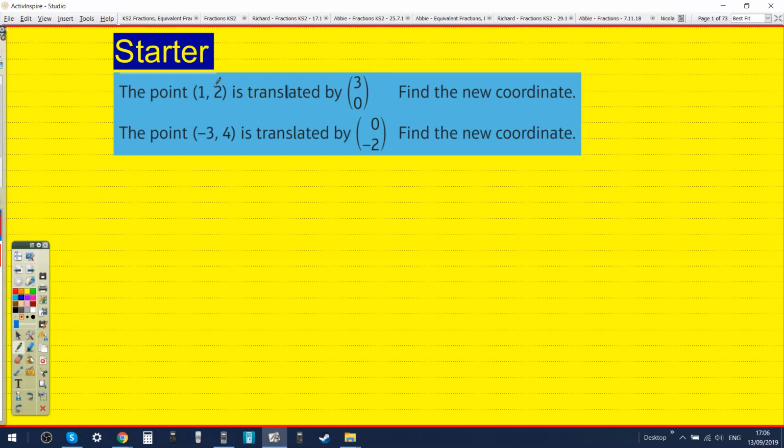So this is the point (1, 2). If it's moved by the vector (3, 0), that means 3 to the right. So (4, 2). And B... -3... (-3, 2). Yep, that's it.